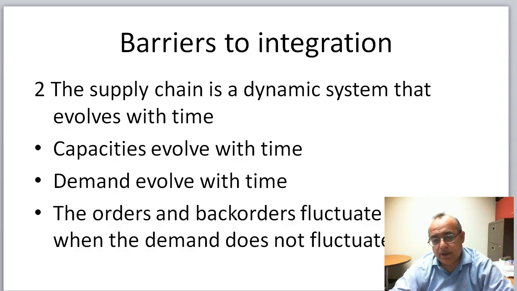The second barrier for integration is that a supply chain is a dynamic system that evolves with time, and that brings difficulty in reading what's really happening, because we not necessarily have visibility of all the elements or the reasons for the system to change. The capacities evolve with time, the demand evolves with time, and the backorders fluctuate even when demand does not fluctuate as much. That's a very interesting concept.